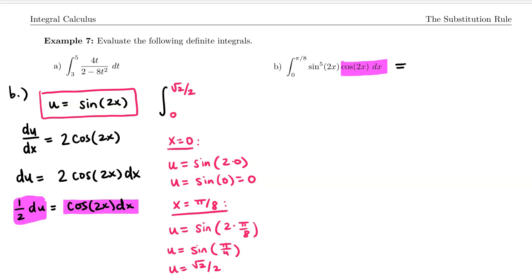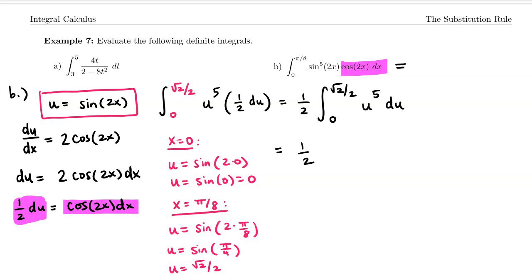And now we want to go ahead and use the u substitution that we're doing. So sine of 2x to the 5th power, that's getting replaced with u to the 5th power. And then cosine of 2x times dx is getting replaced with 1/2 du. So moving forward, I can factor out 1/2. I'm going to keep my new limits of integration now. And I have u to the 5th power times du.